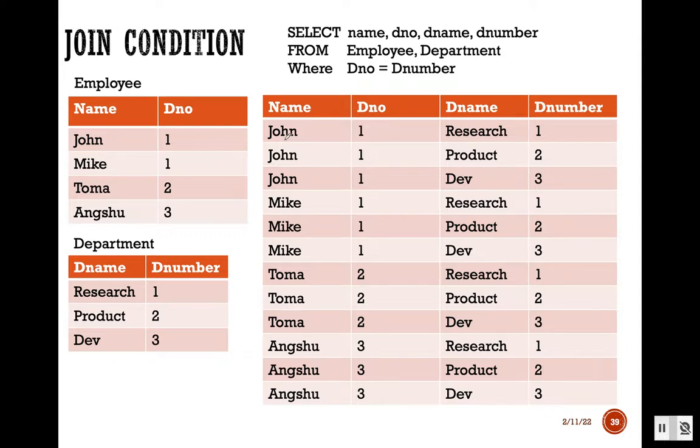All right, so John works in DNO 1. For John, we actually need the D number 1. Okay, this record is actually relevant to John.